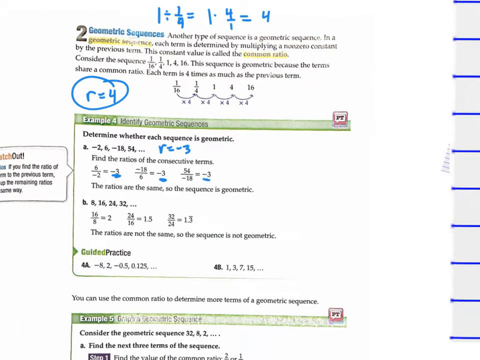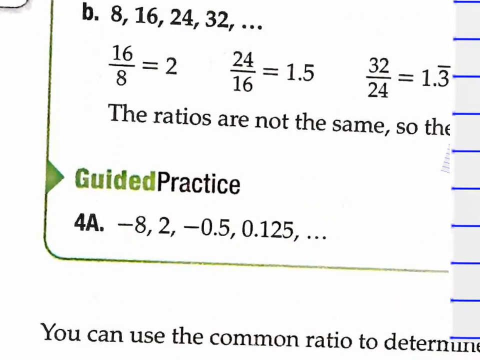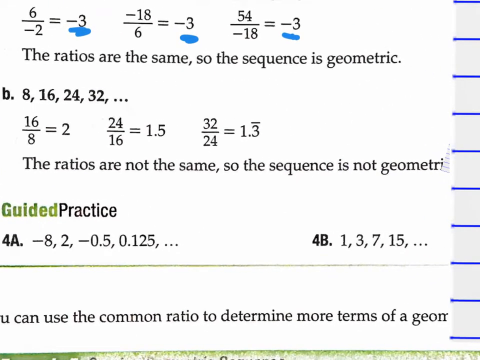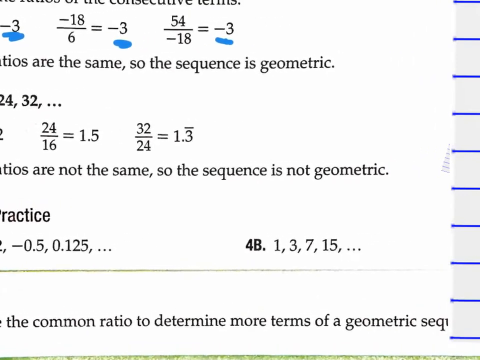We are practicing. Now, let's say, oh, you're freaking out because there's decimals. Go ahead and type it in your calculator, right? 2 divided by -8, that's -1/4 or -0.25. Go ahead and do 0.5 divided by 2. And if you get -0.25, and if you do this one divided by this one and it's -0.25, then you know that the common ratio is -0.25 or -1/4. It is geometric. If they're not all the same, then it's not geometric.